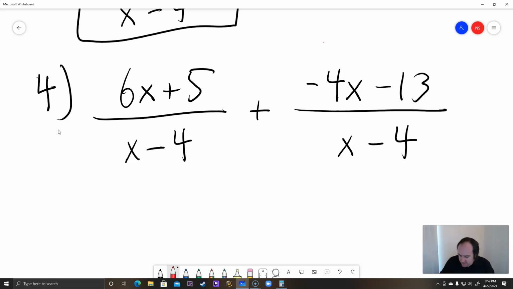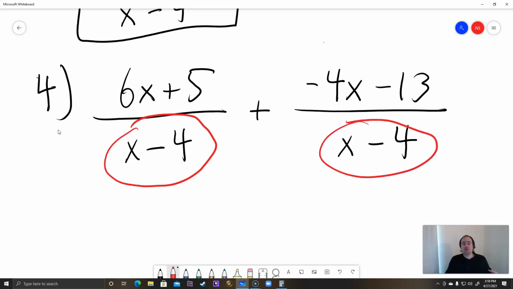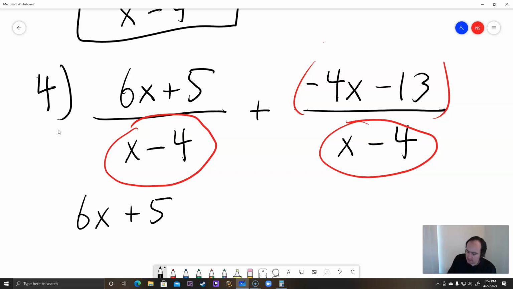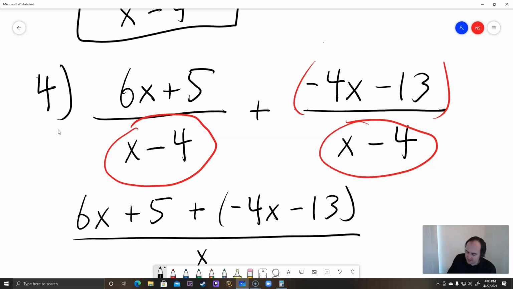So here they have the exact same denominator, which is x minus 4. So they have like denominators, which means we keep the denominator and we add on the top. Okay, so on the top, you could put parentheses around the negative 4x minus 13. But it's not really necessary because you're just adding, you're not subtracting or dividing or multiplying. Okay, so on the top we're going to have 6x plus 5 plus negative 4x minus 13. Okay, and then in the denominator we have x minus 4.